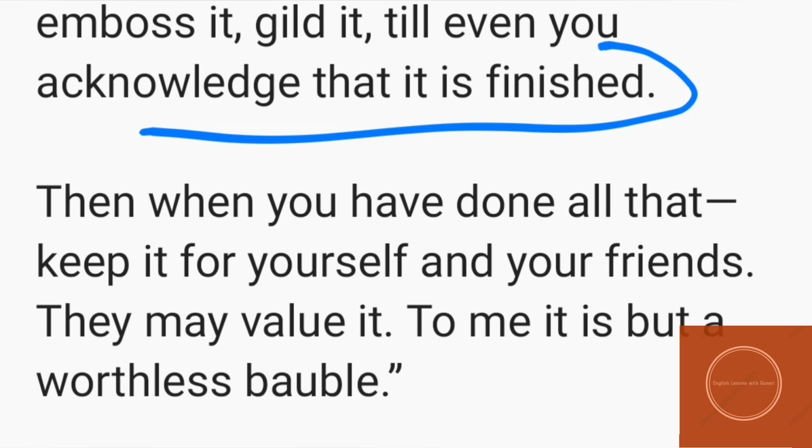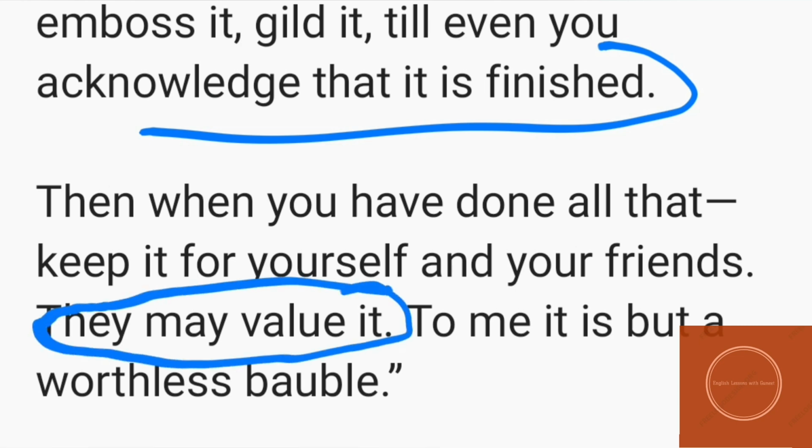You just do it, and then what does he say later? The line is that then when you have done all that, means when you're completely satisfied, you get the desired result you want, keep it for yourself and your friends. Means he's saying that all the things that you want to do, just do it for yourself and your friends. Because why? Because they may value it. Because he says that all those adjustments that are there, all that fake beauty, all the attractive, all the desirable things, they only value it. To me, it is but a worthless bauble. So bauble means a thing that is of no use.